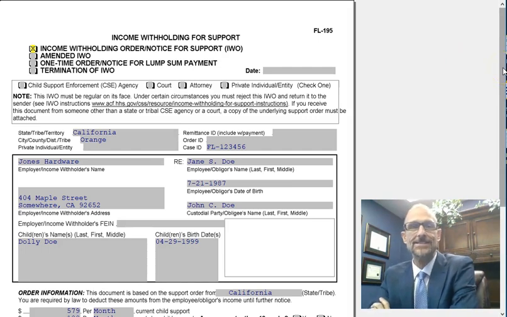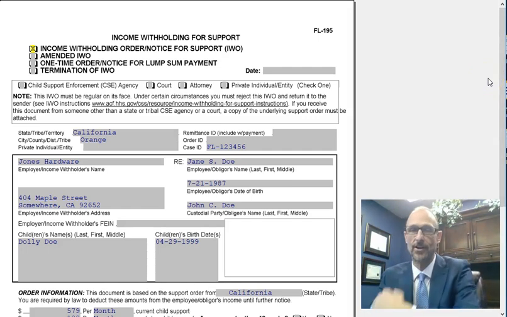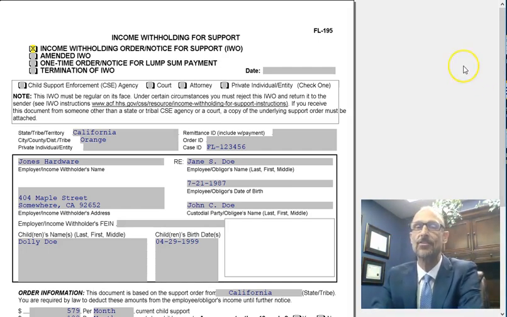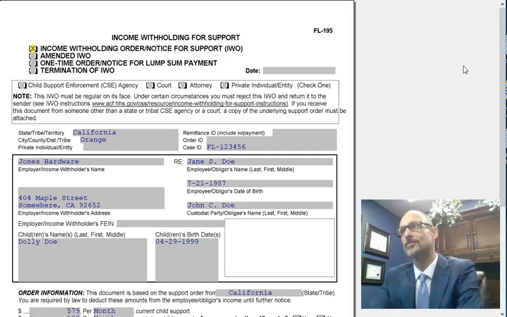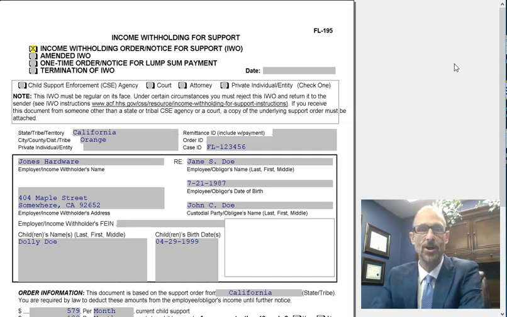Top of the form has a box for income withholding order notice for support. That is likely the box you're going to be marking unless you're amending this document and sending in another one. It's very likely not a one-time order, so you're not going to mark that. And this is if you're asking for support, you're not terminating the income withholding. So that's the top box. This is what you're going to mark. You're going to put the date in there off to the right.